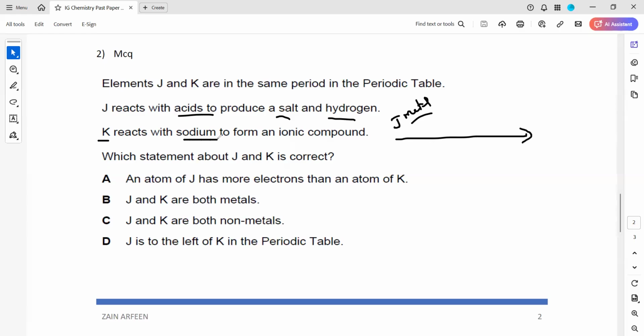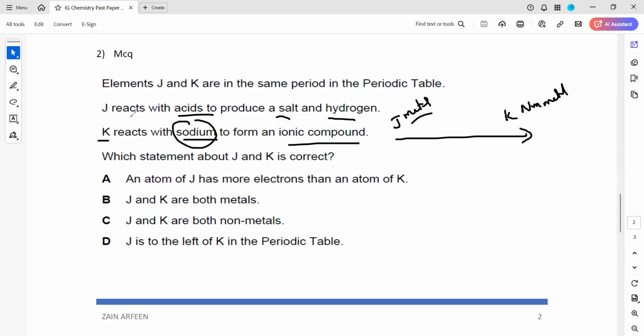K reacts with sodium. K is not potassium, K is another element which reacts with sodium, a metal, to form an ionic compound. So what does this give an idea of? K is a non-metal, because when a non-metal reacts with a metal, it will form an ionic compound. So K is a non-metal and J is a metal because it reacts with acid to give salt and hydrogen.